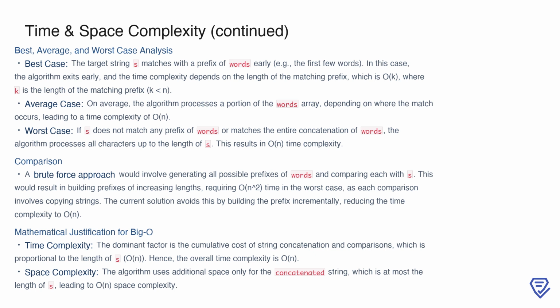Comparing this to a brute force approach, which would involve generating all possible prefixes of words and comparing each to s, the brute force method would require O(n²) time because each comparison involves copying strings. By building the prefix incrementally, the current solution avoids this inefficiency, reducing the time complexity to O(n). Mathematically, the dominant cost comes from string concatenation and comparison, both of which scale linearly with n. Similarly, the space complexity is dominated by the concatenated string, which grows to O(n).